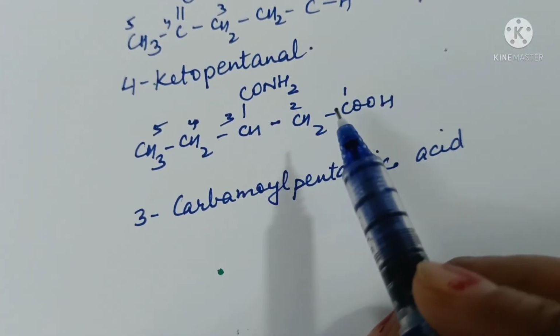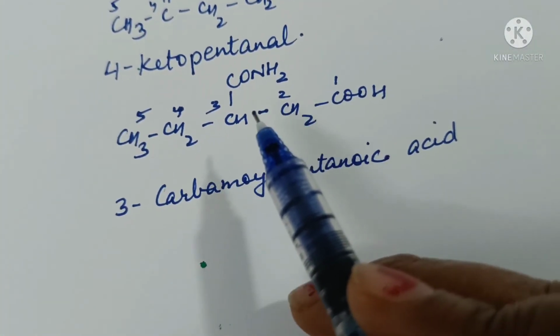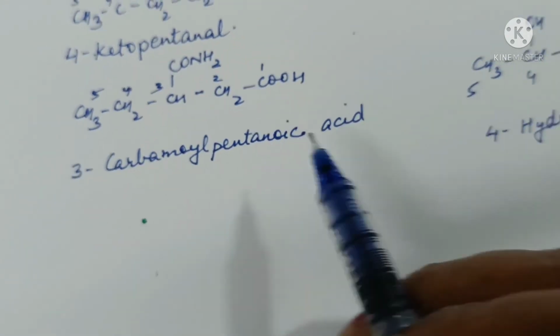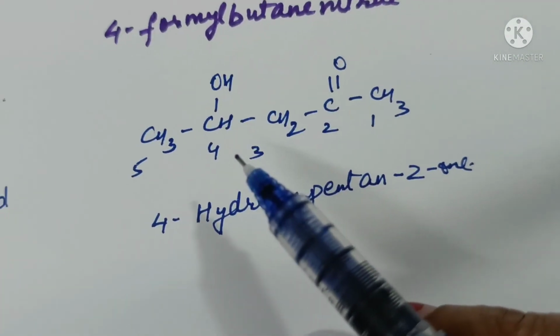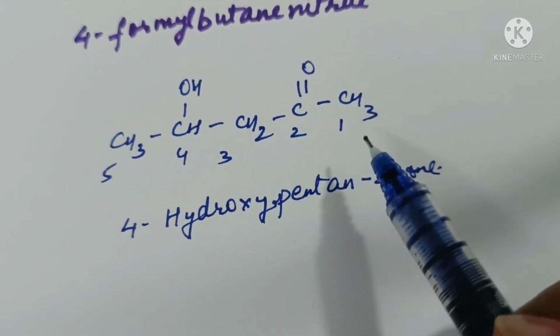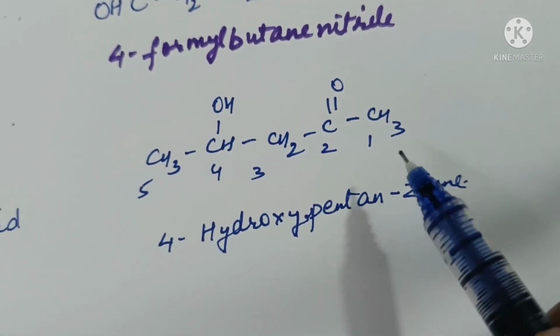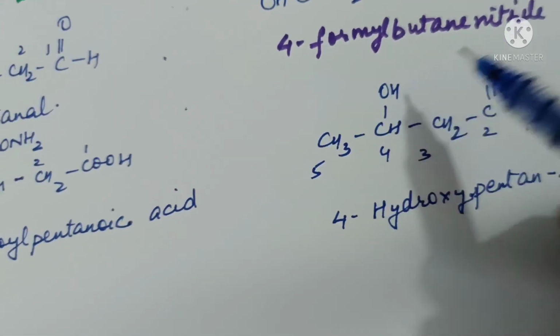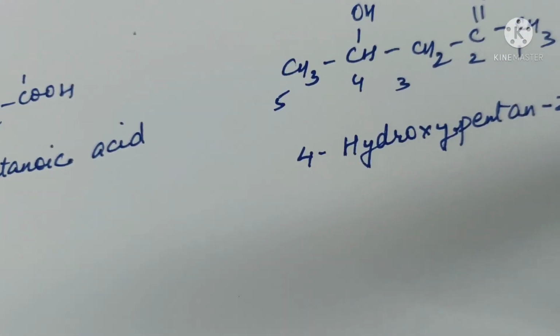This will be called 3-carbamoyl pentanoic acid. This will be called 4-hydroxypentan-2-one. OH is being treated as the substituent here.